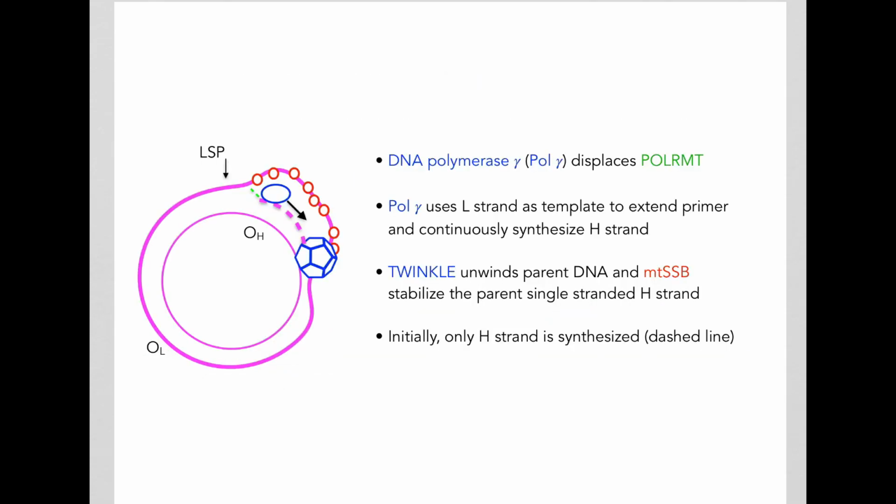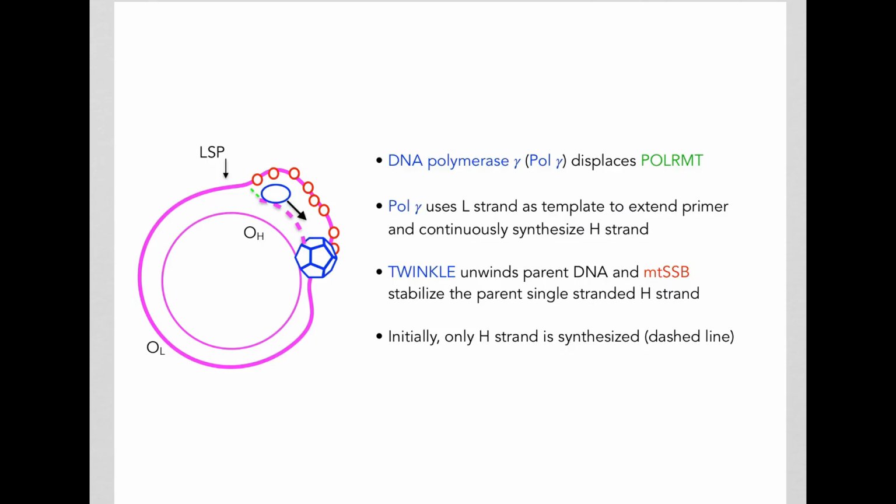And that's what happens. Polymerase gamma will displace the RNA polymerase, and it will use the light strand, the L strand, as template to extend the primer and continuously synthesize the H strand. Remember, the H strand is copied from the L strand.